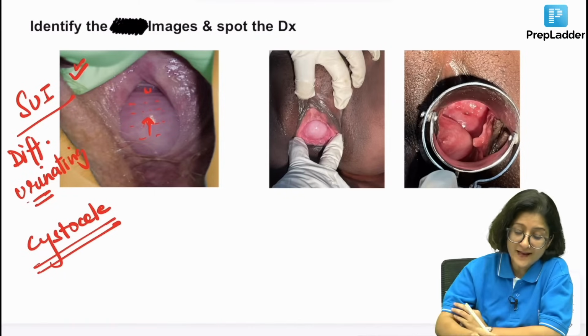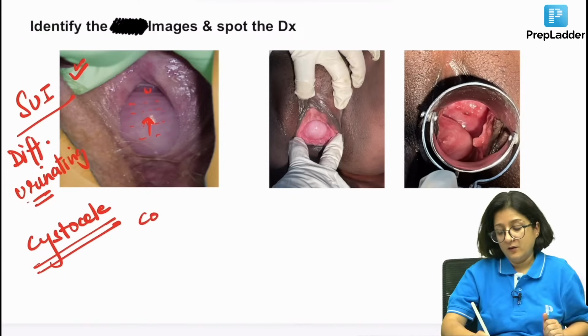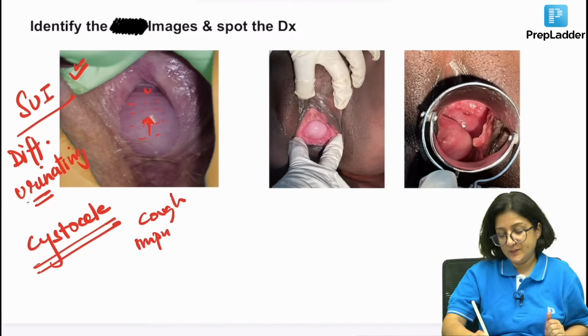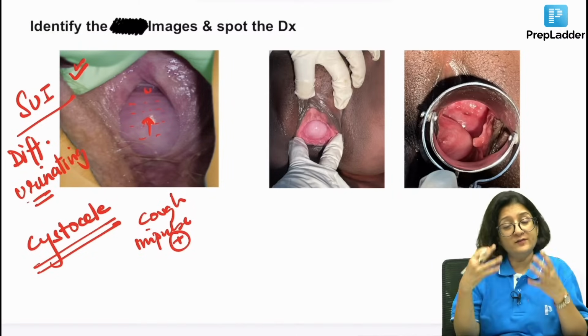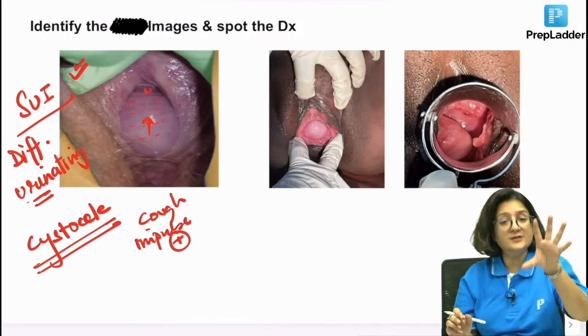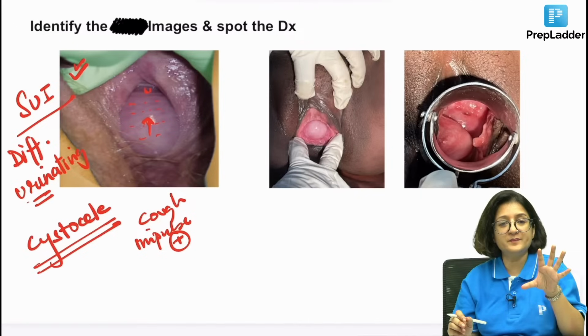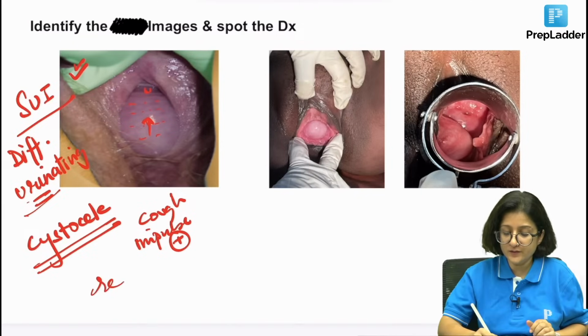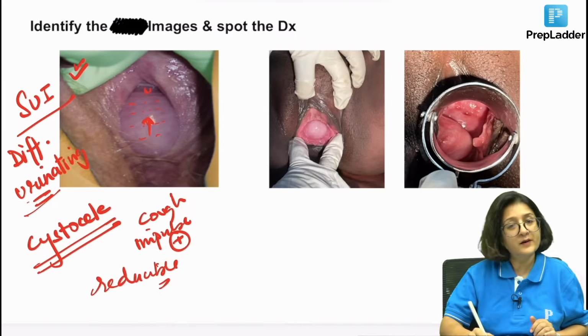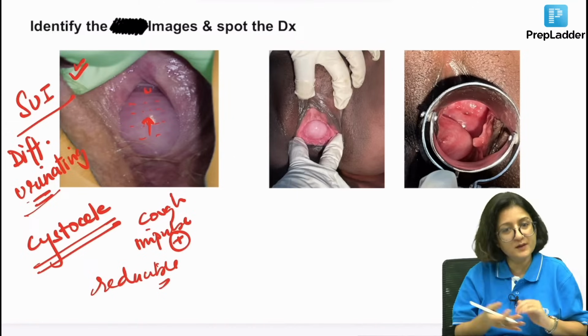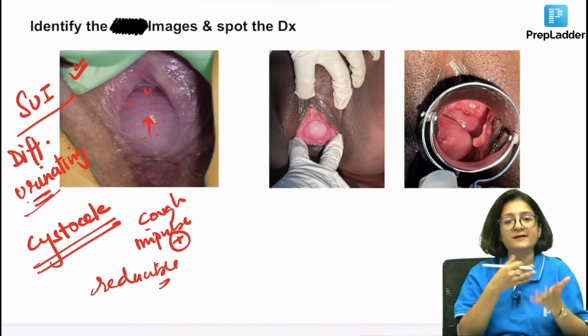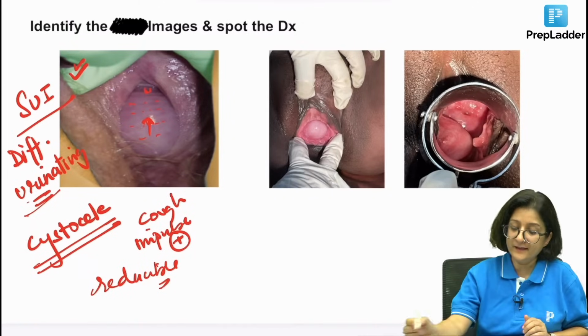This has a cough impulse. Cough impulse is present. When you ask the woman to cough, this bulge increases. That is what cough impulse is, and it is reducible. It can be pushed inside. That is how the woman lives with it. She pushes it inside whenever she wants to pee. And then the image on the right.